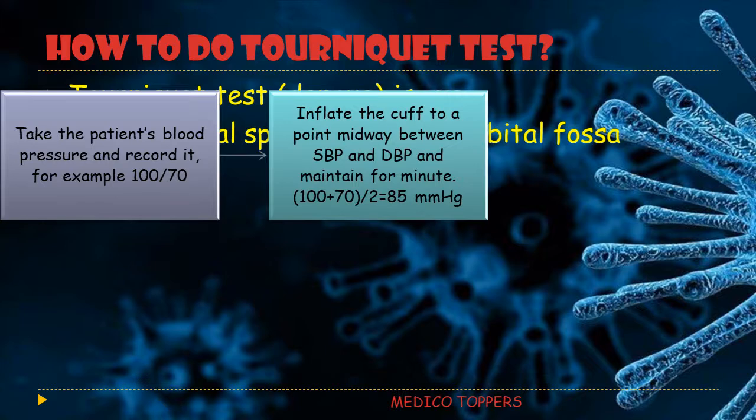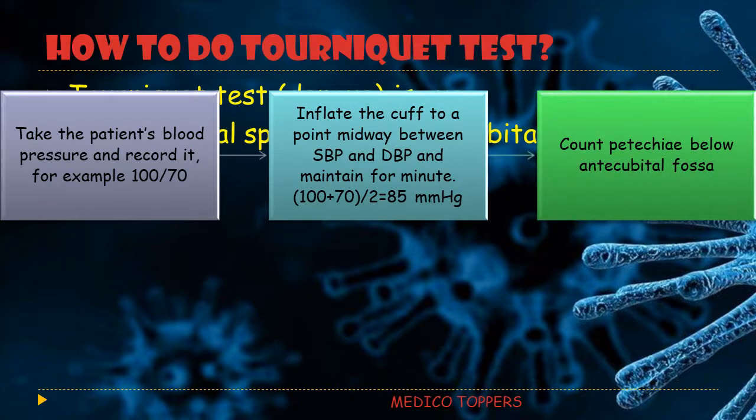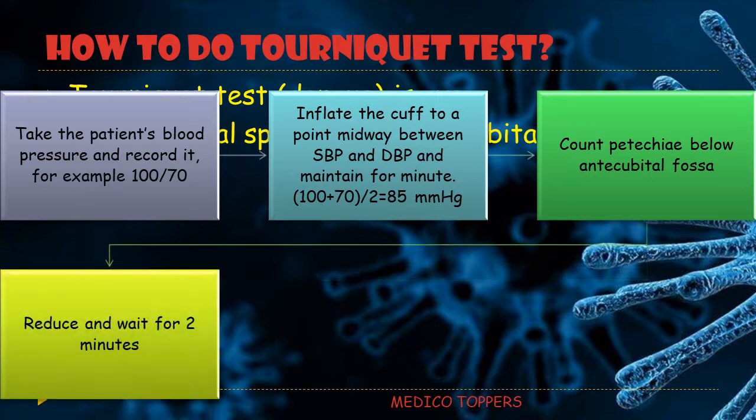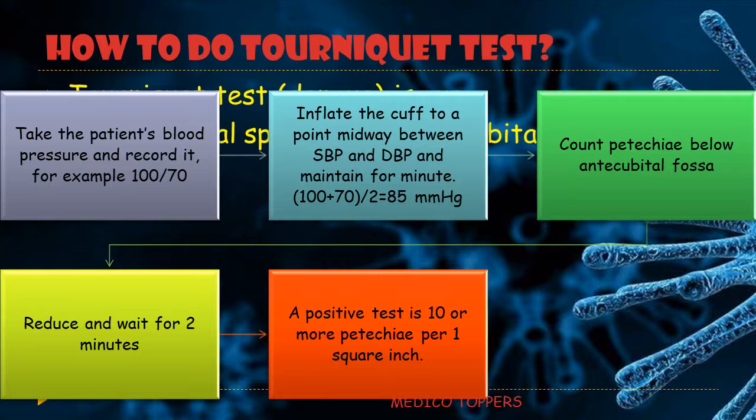Then inflate the cuff to a point midway between systolic blood pressure and diastolic blood pressure and maintain for a minute. So for example, 100 plus 70 divided by 2, so it is 85 mmHg. So you have to inflate the cuff at 85 mmHg. And you have to wait and count the petechiae below the antecubital fossa. So there you have to wait for more than 2 minutes. Then if the test is positive, there will be 10 or more petechiae per 1 square inch. Already we had seen if it is more than 20, it is indicating dengue.